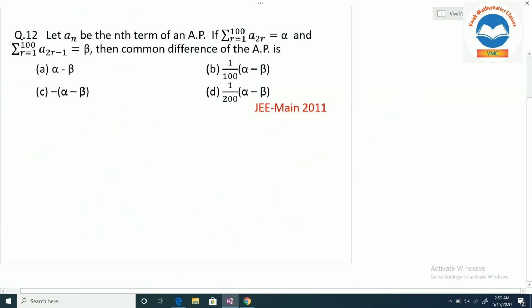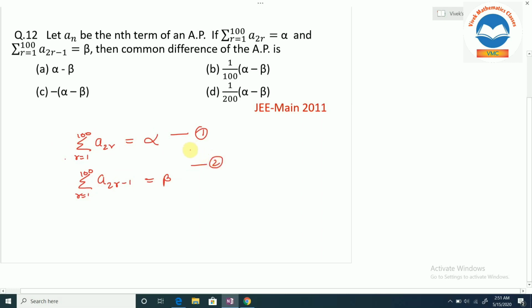They are saying let An be the nth term of an AP, and they have given summation of A to R, R varying from 1 to 100. This value they have given alpha, and summation R equal to 1 to 100 of A(2R minus 1). This value they have given as beta. This is equation number 1, this is equation number 2.